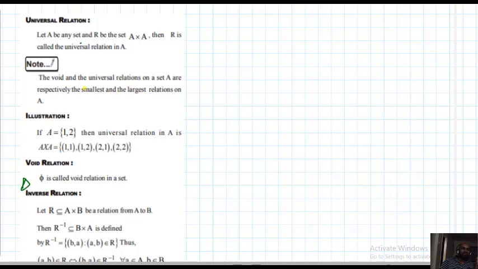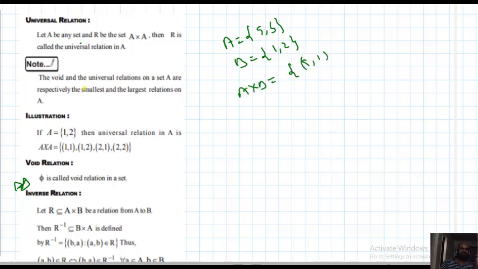Inverse of a relation. This is important. I will explain the inverse with an example so we will get a clear idea. A is given as {a, b}. B is given as {1, 2}. What is A cross B? (a,1), (a,2), (b,1), (b,2).